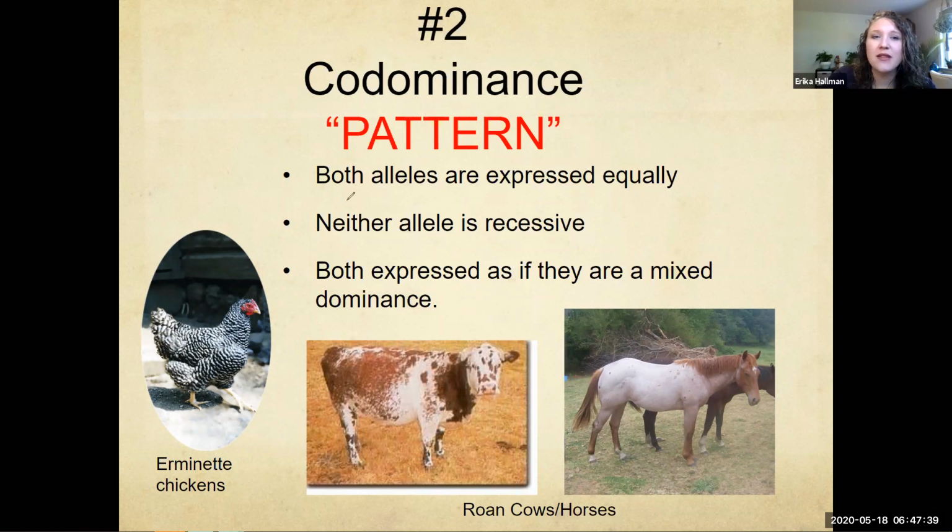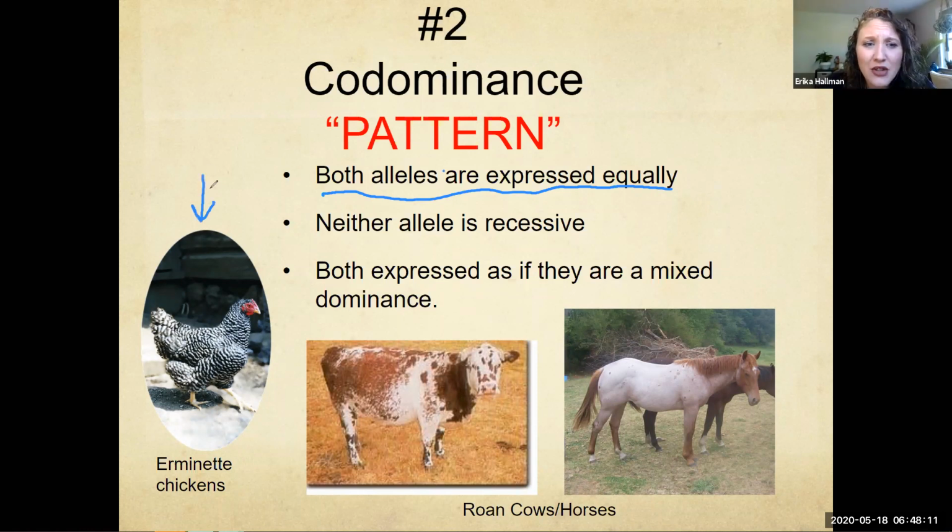In codominance, both alleles are expressed equally. So think about that. In incomplete dominance, we said they blend together, which means neither of them really expresses themselves fully. In codominance, both of them express themselves fully. Neither allele is recessive, but instead they are mixed, meaning they display themselves in different areas. So I want to introduce you to two different types of animal colorations. The first one is called an erminet chicken.